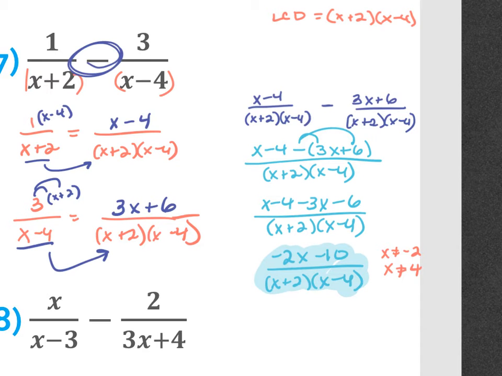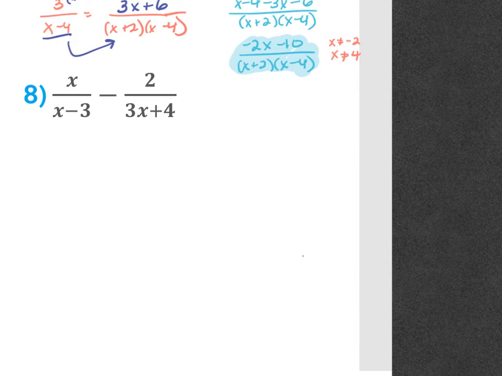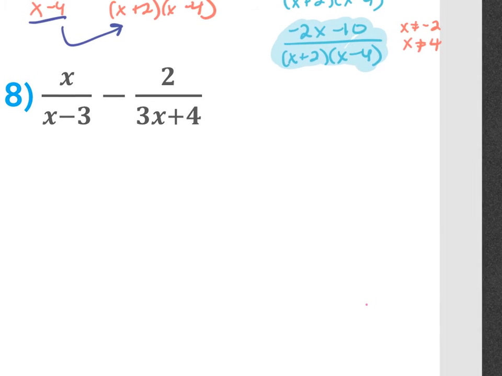All right, you try 8. See how far you can get on your own with number 8. All right, so who can give me the least common denominator for x minus 3 and 3x plus 4? Good. The product of the two: x minus 3 times 3x plus 4.